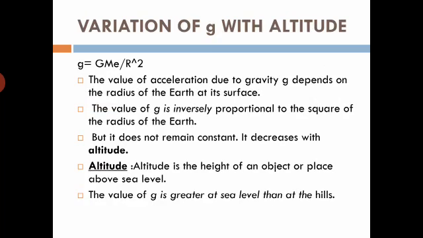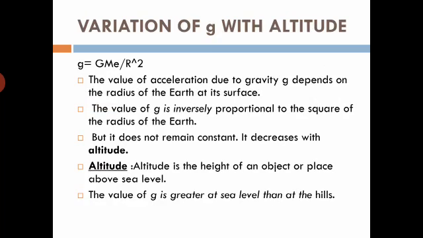This shows that the value of g does not remain constant. It decreases with the altitude. When we increase the altitude, when we take the object from the surface of earth and take it away from the earth, then its value becomes low, or we can say that the value of g decreases. But if we take the object from the altitude to the surface of the earth, then the value of acceleration due to gravity increases.